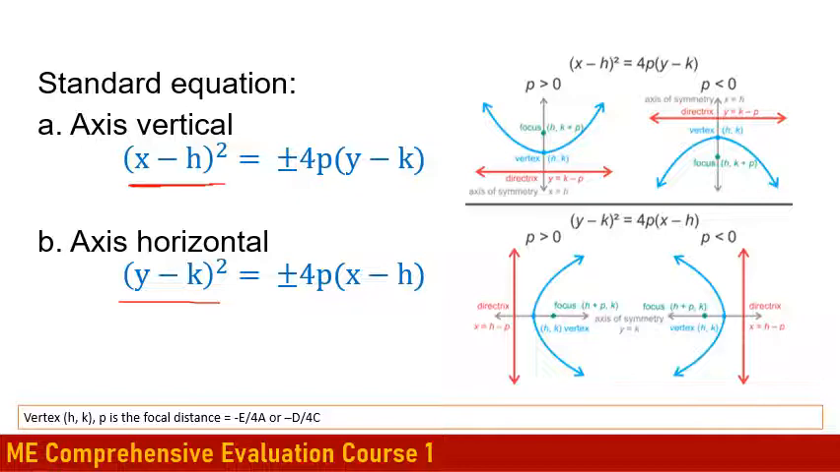So take note that the value here, positive or negative, is an indication of whether it's opening up or down. So if it is positive, if the axis is vertical, then it would open up. If it is negative, then it would open down. On the other hand, if the axis is horizontal, just like this, if it is positive, then it would open to the right. If it is negative, it would open to the left.